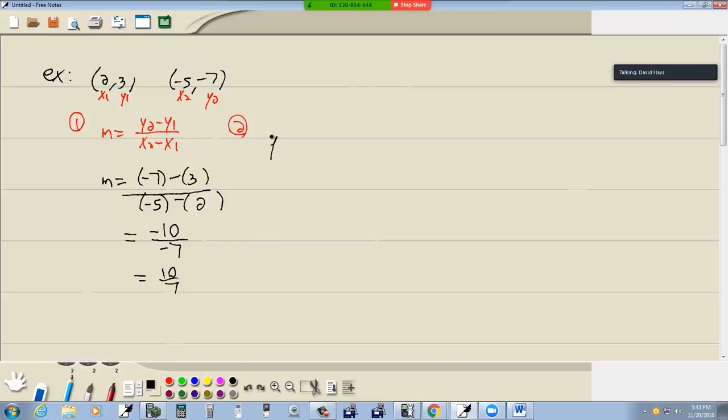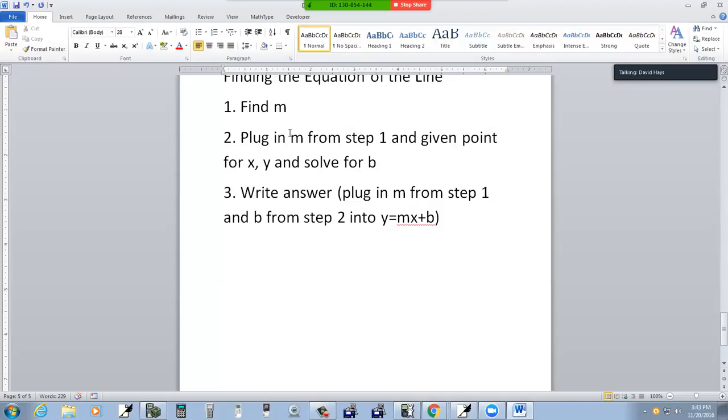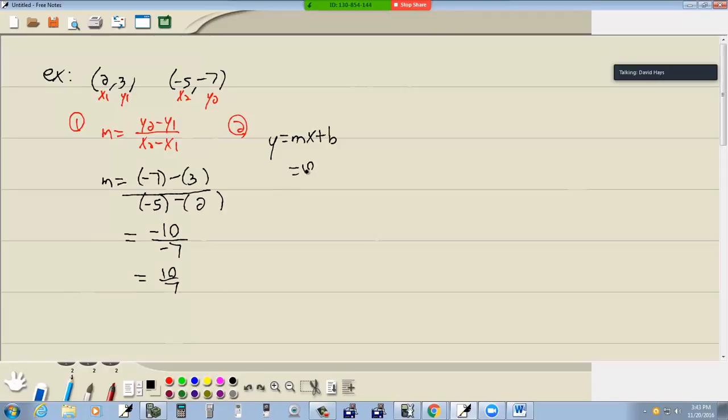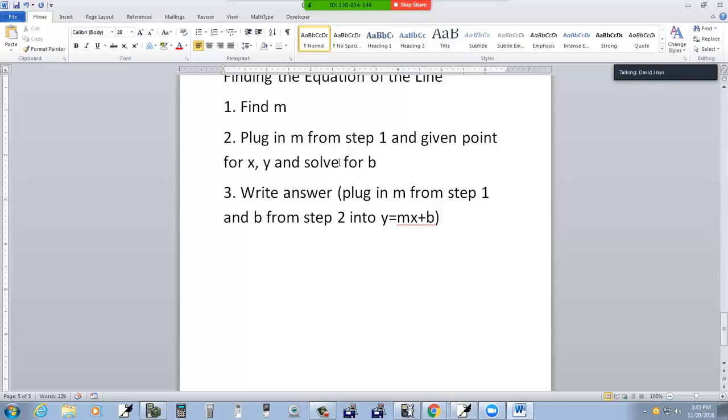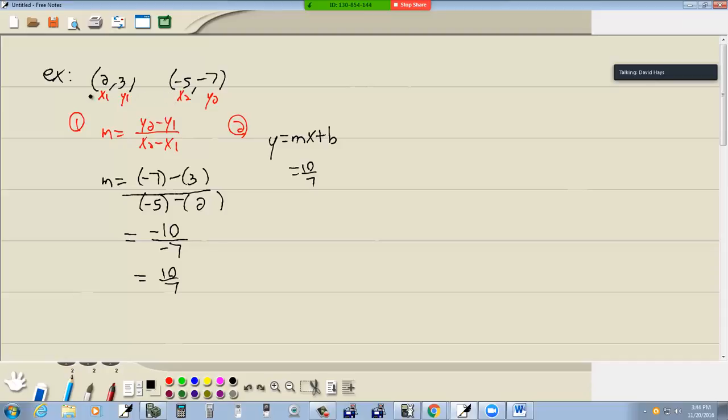Step 2. Plug in m from step 1, which we said was 10/7, and a given point for x and y. We're given 2 points. It doesn't matter which one you pick. I'll pick the first one. Plug this in for x and plug this in for y. So I got 3 equals 10/7 times 2 plus b. And then we want to solve for b. 10 times 2 is 20, so we got 20/7 plus b. Take 20/7 to the left side, becomes a negative 20/7. Now, I'm going to use a mixed number rule here. 3 times 7 is 21, plus a negative 20 gives us 1/7 equals b.